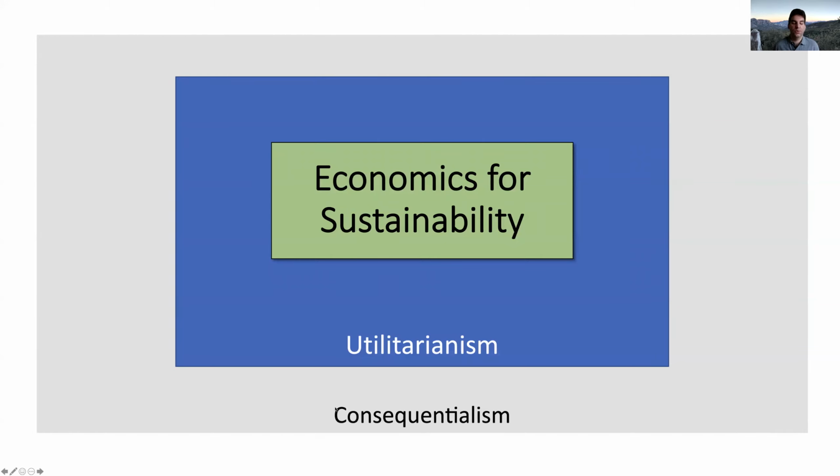In this consequentialist framework, we're not just thinking about outcomes, but specifically about something called utilitarianism, where we view each individual as having some utility, and we are interested in maximizing some aggregate utility from all of those individuals together.